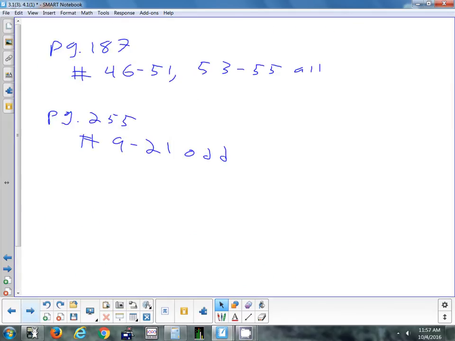All right, so the first part of the homework, these are all just yes/no questions. Okay, on page 187. Or true, false, however you want to say it. So page 187, 46 to 51, 53 to 55 all. And then on 255, that gets into the stuff that we did with right triangles, Pythagorean Theorem, and the 6 trig functions. Okay, so on 255, just 9 to 21, odd.